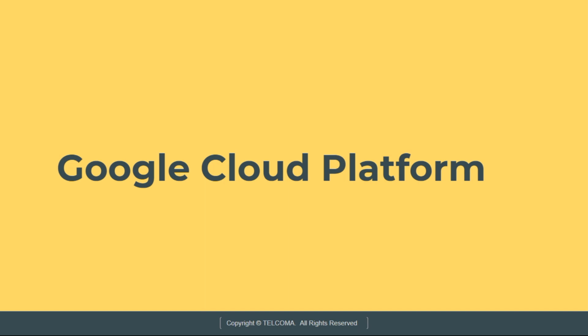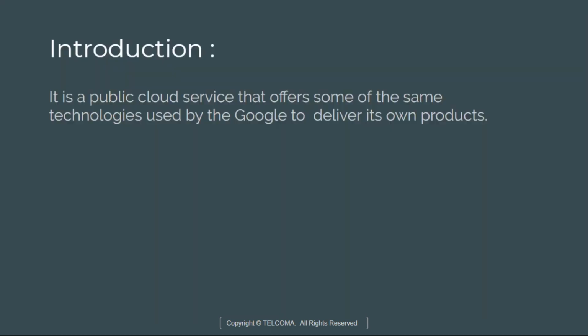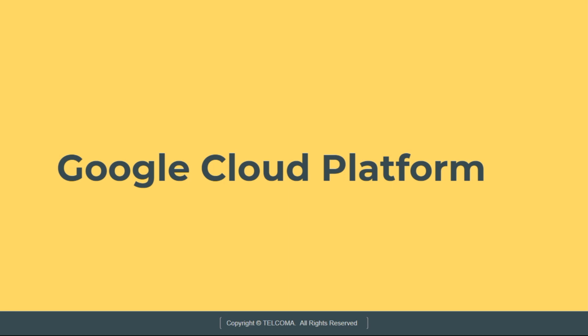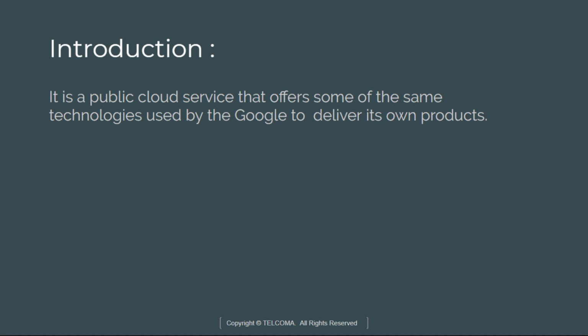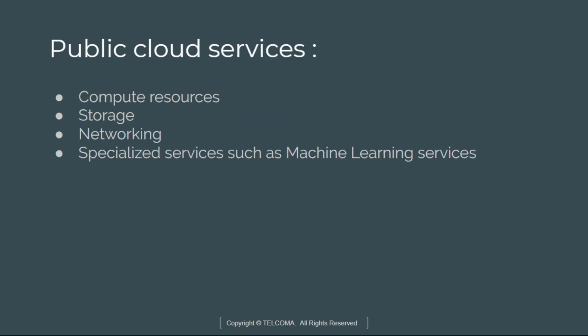So let's discuss Google Cloud Platform. If we talk about the types of cloud services, we have public cloud providers like Google, Amazon and Microsoft. They offer a range of services for deploying computing, storage, networking and other infrastructure to run a wide array of business services and applications. Google Cloud Platform is a public cloud service. It offers some of the same technologies used by Google to deliver its own products.